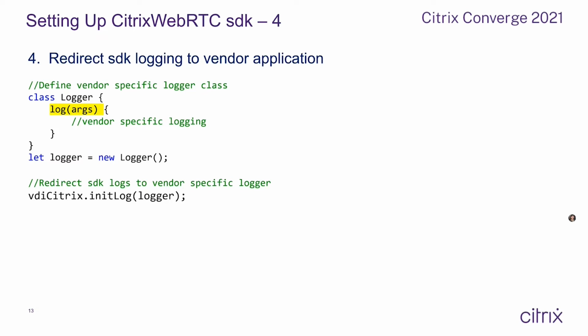We encourage vendors to generate log files based on this log method so that we can reference back for any triaging issues later on. As you can see here, the vendor apps can call the init log method and pass their own logger instance. From that moment, all the SDK logs will be redirected to the application side, and then the application can redirect that into the local file system, log files, or any way it prefers.